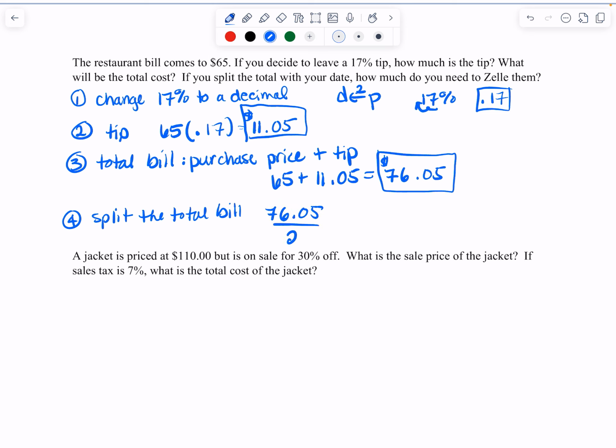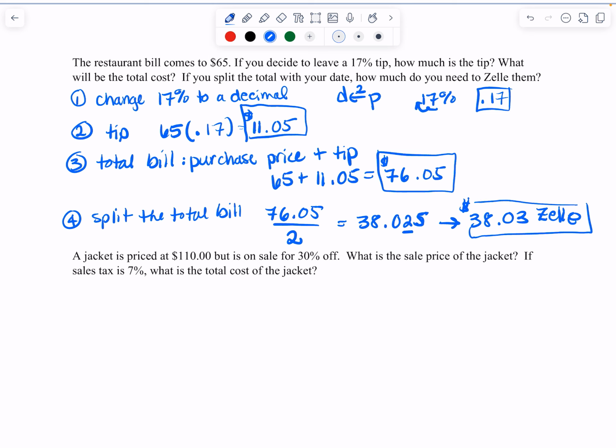So I'm going to take 76.05 and divide that by 2 to split it in half. $38.025 is what I got, but remember it's money, okay? So with money, you have to round to the nearest cents, which is in the hundredths place. I have a 2 there, and the number that falls behind it is 5. 5 or larger, we have to round up. So 38.03 is what we would Zelle to the date. Okay.